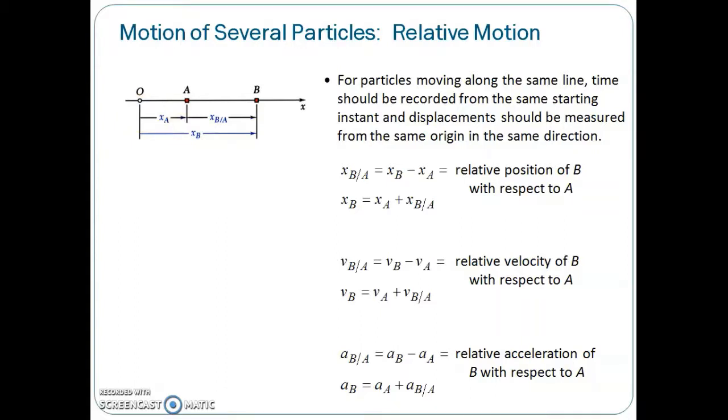Taking the two particles A and B moving along the same straight line as you see here, if the position coordinates xA and xB are measured from the same origin, the difference between the two particles, xB minus xA, defines the relative position coordinate of B with respect to A. So here, xB/A is the relative position of particle B with respect to particle A. It equals xB minus xA, or we can rearrange it: xB equals xA plus xB/A.